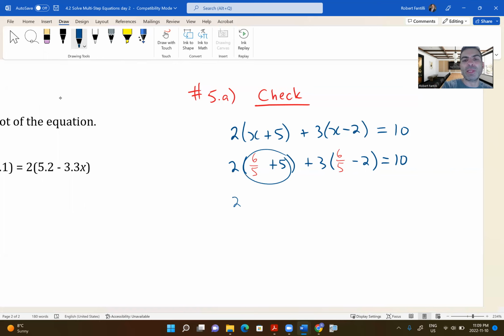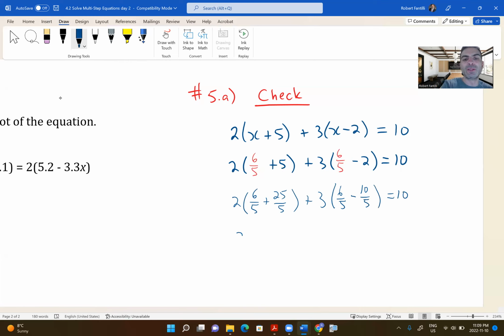The common denominator here is going to be 5, but my plus 5 here has an invisible denominator 1. What do I do? I have to make the 1 a 5. So I multiplied by 5. And then the numerator 5, that plus 5, has to also be multiplied by 5. So we end up with 6/5 plus 25 over 5 plus 3 times 6 over 5 minus the invisible denominator 1 multiplies by 5. The 2 multiplies by 5, it becomes 10 equals 10.